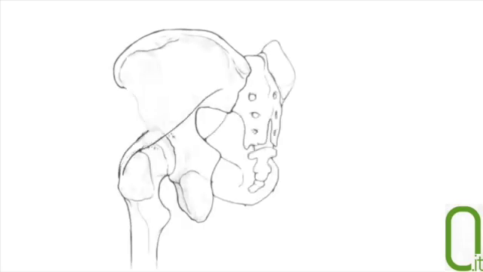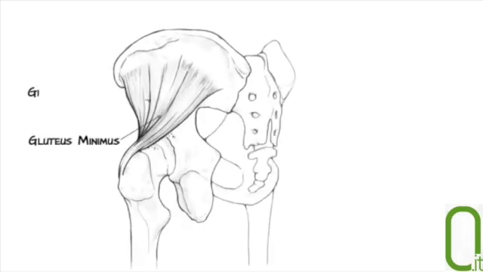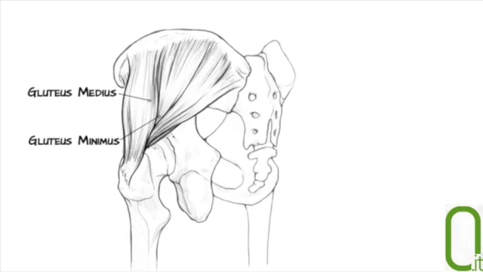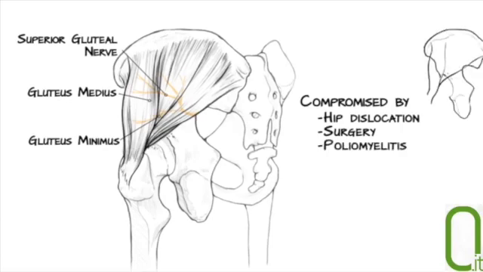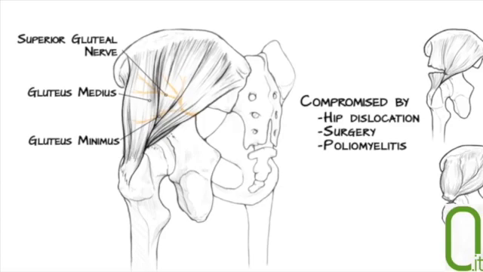The primary abductor muscles of the hip are gluteus minimus and gluteus medius. Both muscles are innervated by the superior gluteal nerve, and their function can be compromised by damage to the nerve resulting from hip dislocation, hip surgery, or disease such as poliomyelitis. Direct damage to the muscle bellies, or avulsion of their distal attachment from the femur, can lead to weakness or loss of hip abduction.